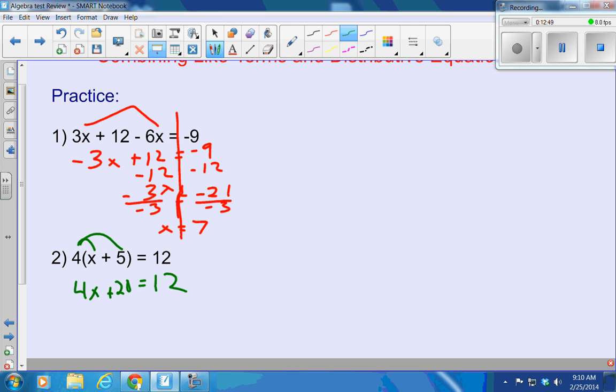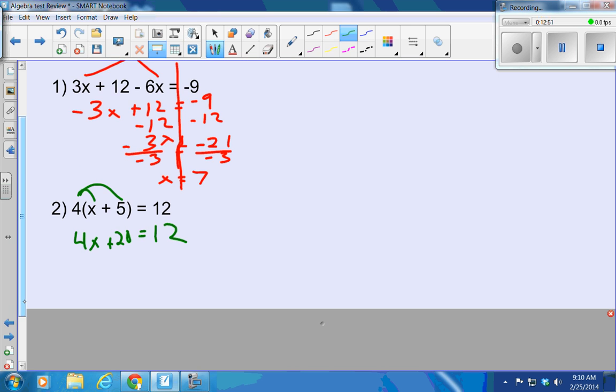Now, once you do your distributive, a lot of problems on this test, now you're just right to two-step algebra. So I get rid of what's not attached to the variable first. That's my 20, minus 20. As you can tell, there's a lot of negative numbers on this test. So I have negative 8. 4x equals negative 8. Divide by 4. Divide by 4. X equals negative 2.